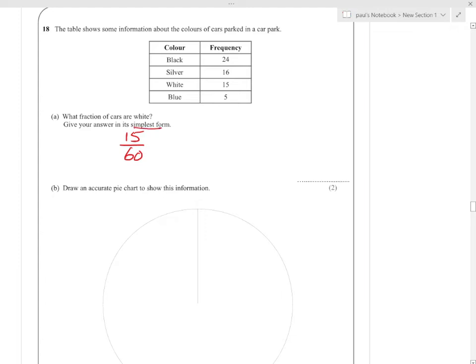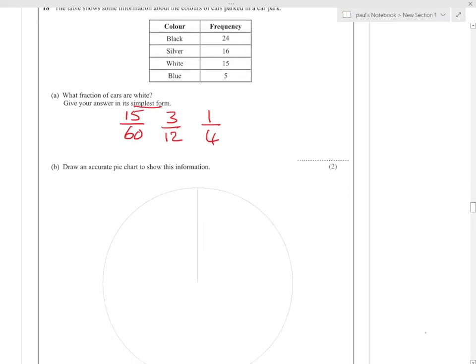Simplest form. So let's divide that by 5. So that gets 3. Divide that by 5, it gets 12. Oh, that's not enough. We can still go. Let's divide by 3. It's 1 over 4. Right, now, draw the accurate pie chart.